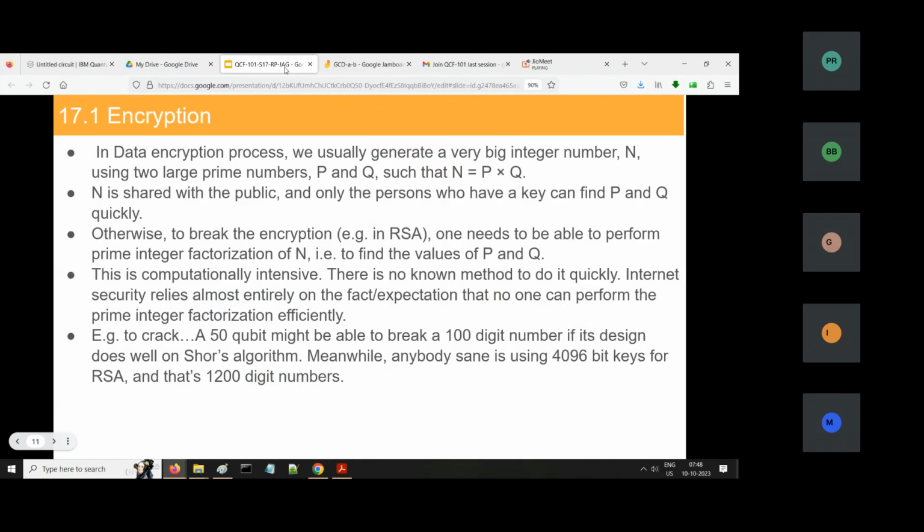This significance is important to understand because the data encryption process usually generates a very big integer, n, which is the public key. When you have keys P and Q, which are prime, and you share this public key with anybody, nobody can crack it easily, because the computation takes so long. On the fly, you cannot generate P and Q with n being large.